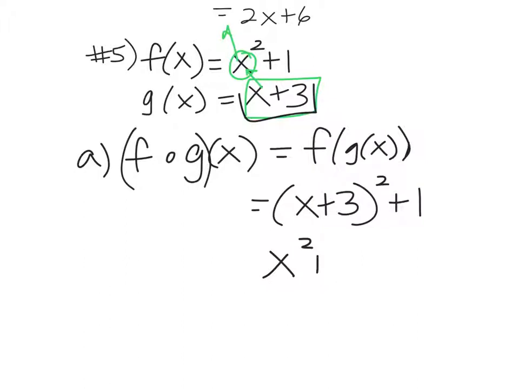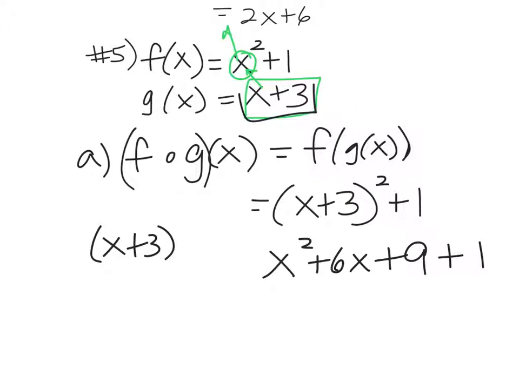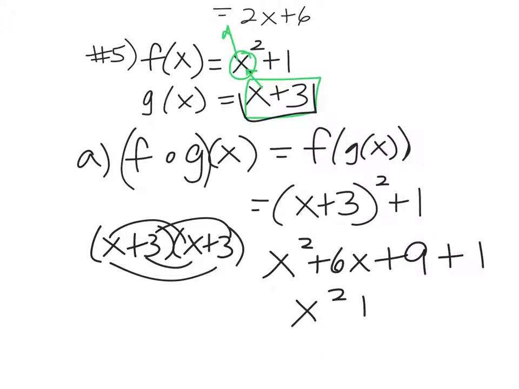Can you FOIL that out quickly? There's a little shortcut there. Do you know how to FOIL quickly like that or no? No? You need to write it out, like x plus 3 times itself. That's okay. So you square the first term. The middle term's going to be twice 3x. And then you square the last term. And then we've got to combine like terms. So plus 10. There you go.